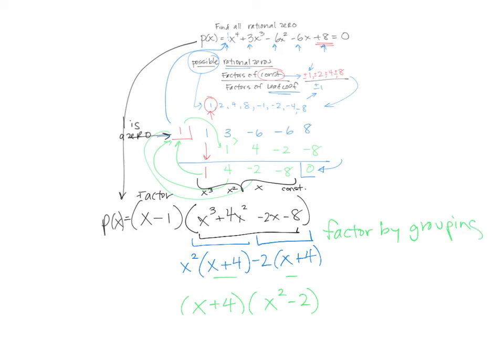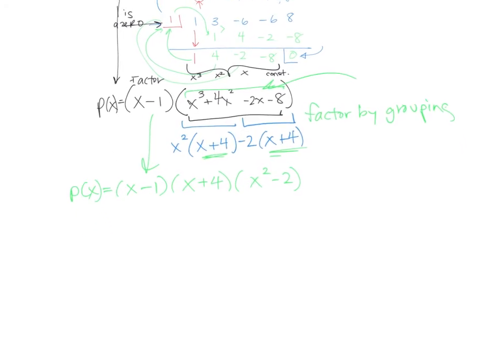Now, if it could not be factored by grouping, you try and you can't find these factors to match, then you'll have to do synthetic division again for this polynomial. And so that's the process. Then x minus 1 comes down. And so we've factored it.